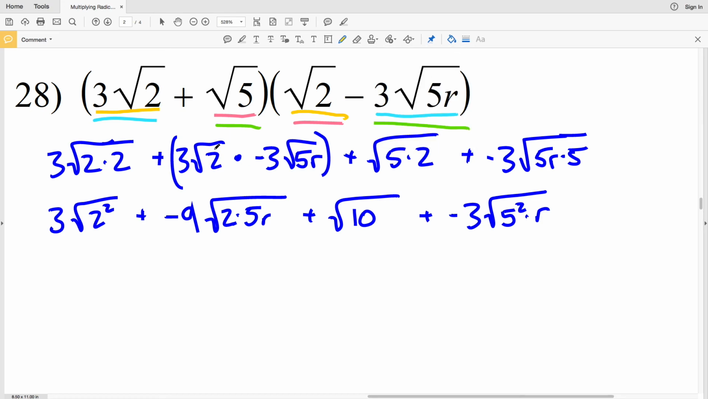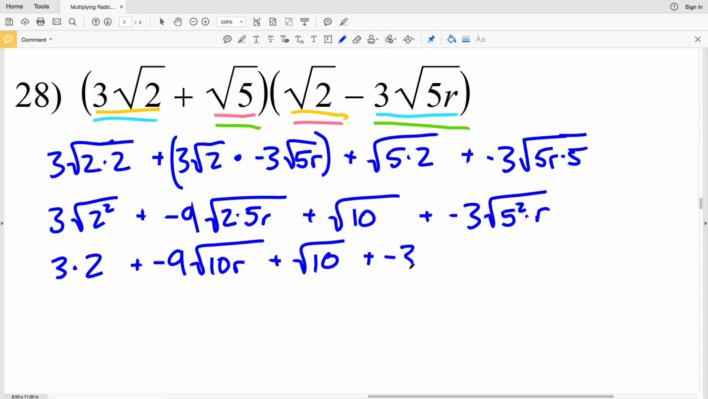So what I did is I multiplied what was in those radicals, and then outside those radicals, 3 times negative 3, which was negative 9, multiplied 5 times 2 within that radical, and then multiplied 5 by 5 to get 5 squared. So I'll be able to pull out a 2, and I'll be able to pull out a 5. So I'll have 3 times 2 plus negative 9 times the square root of 10r plus the square root of 10 plus negative 3 times 5 times the square root of r, pulling out that 5.